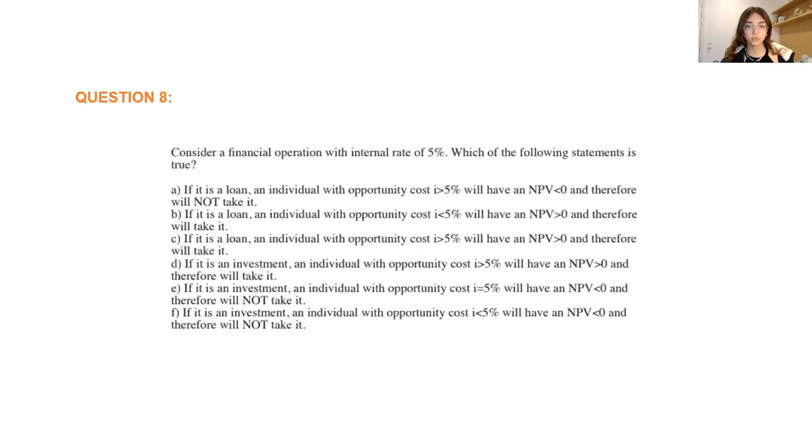NPVs, okay, do you guys want to do maybe this one? This one is more of a theoretical question. You have a financial operation with an internal rate of return of 5%. Which of the following statements is true? Basically, if it's a loan, does the opportunity cost of capital have to be lower or higher than 5%? And the NPV, will it be lower or higher than 0? And same if it's an investment. So you have all the possibilities and you have to choose the one that is correct.